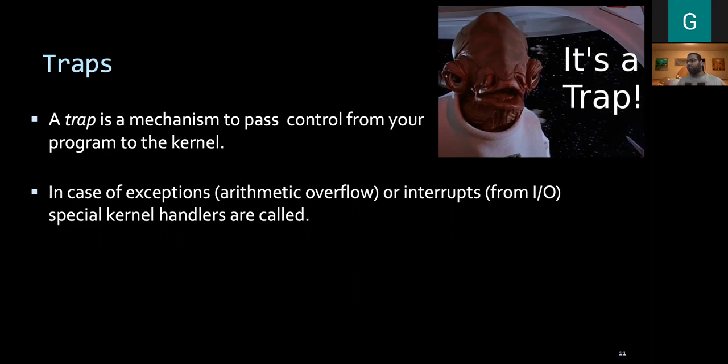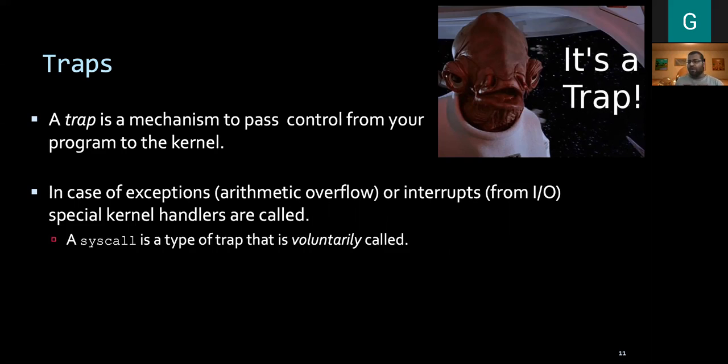So that stops you from having to explicitly check every single time if there's some input. And you can basically set it up so that whenever the user presses a key, a certain function of yours is called. And you can imagine how that would be useful if you don't want to constantly be checking manually if there's new input. A system call is basically a type of trap, which we voluntarily call.